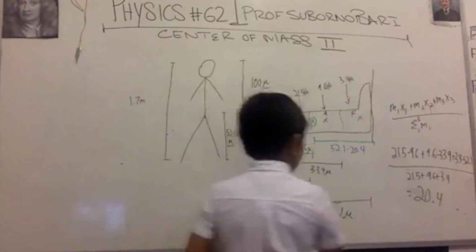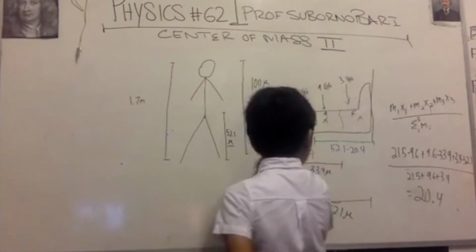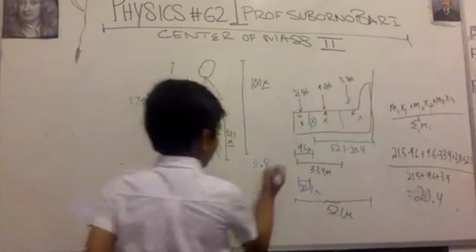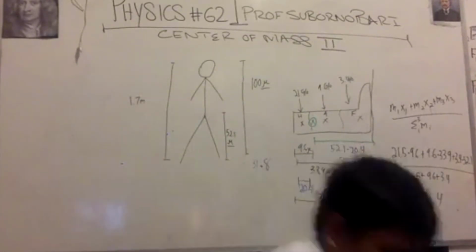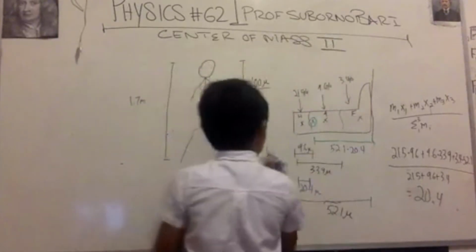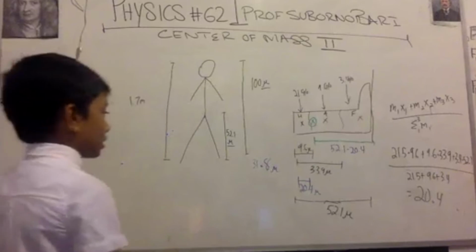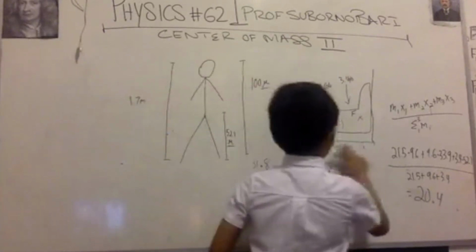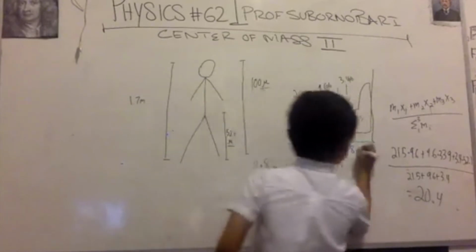Sorry, 31.8, I think. Yeah, 31.8. But that's just in units. Can you represent it on the diagram? 31.8. So how do we find the actual height?